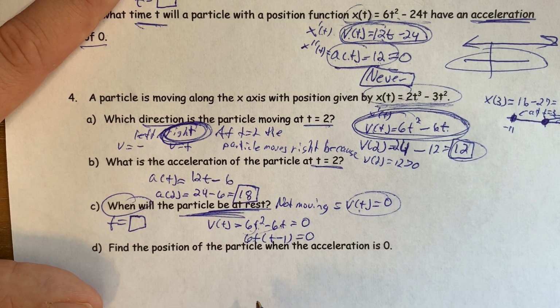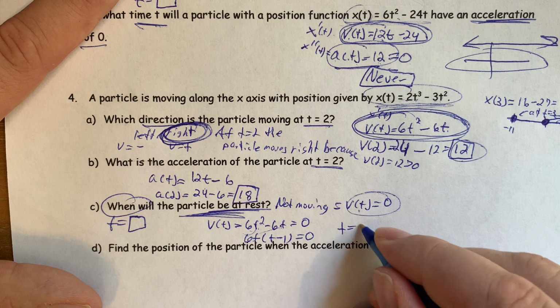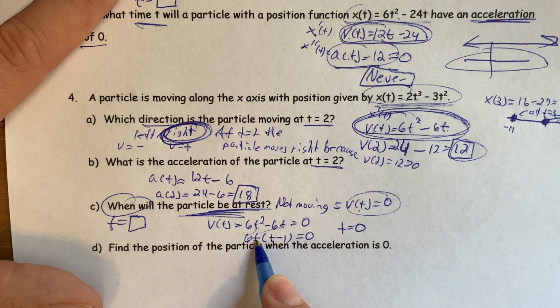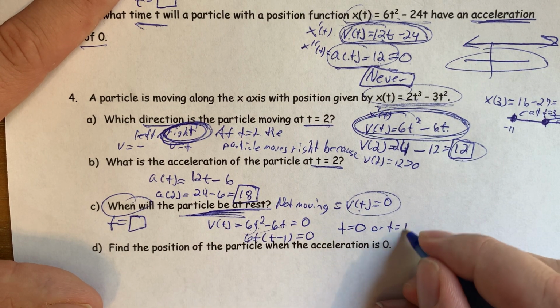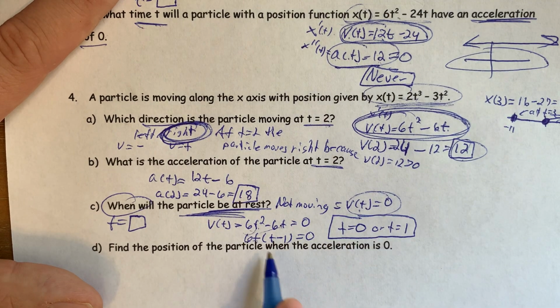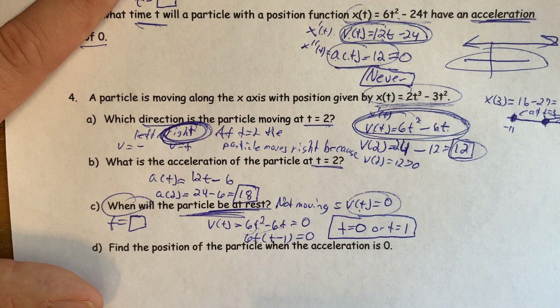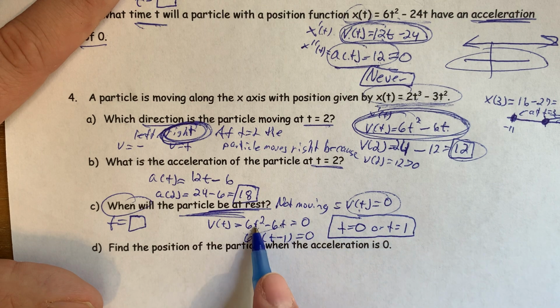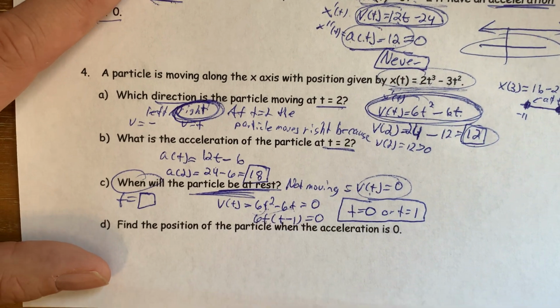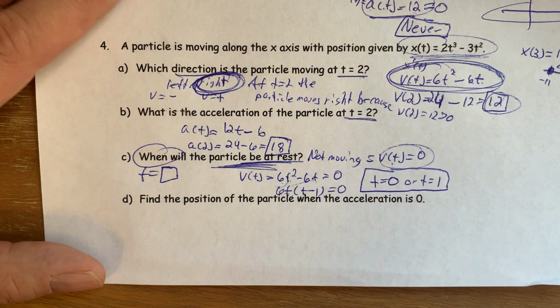And so when is the particle not moving? Well, when t equals 0, because 6 times 0 is 0, or t equals 1. Both of those times, the velocity will be 0, and so the particle will not be moving. So when you put in t equals 0 or t equals 1, the velocity will be 0, and the particle will be at rest.